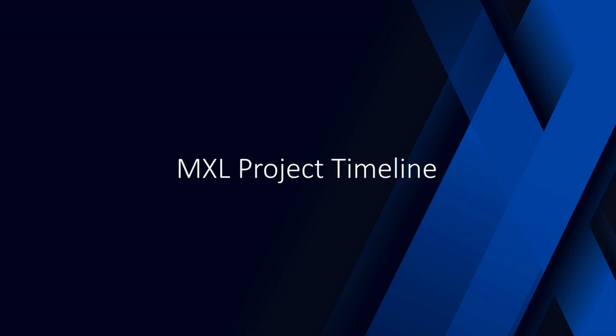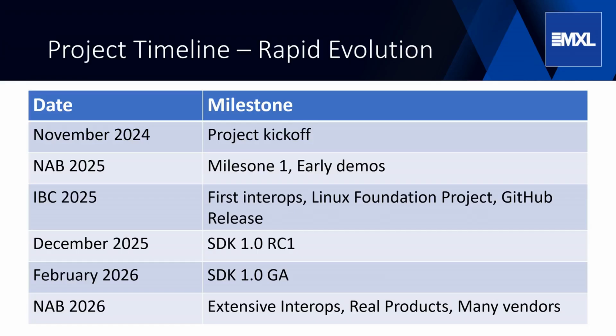Quick overview of the MXL project timeline. So MXL moved fast. There was an idea. In November 2024, a few key vendors met together in Geneva and kicked off a project, kicked off what we call the Tiger Team, basically people involved on a weekly basis on getting this thing off the ground. And literally a couple months later at NAB last year, we already had the first milestone, the first private demos, just to show and demonstrate the concepts.